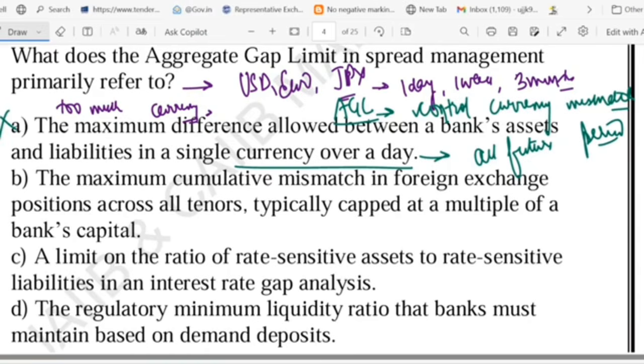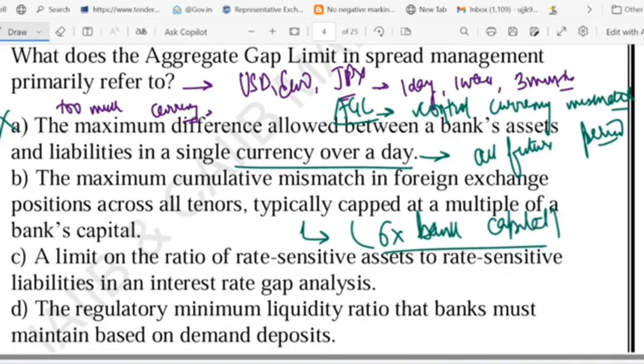Option B says yes. AGL, the aggregate gap limit, tells the bank that you can't have a foreign exchange mismatch beyond a certain limit. And this limit is set at 6 times the bank capital.